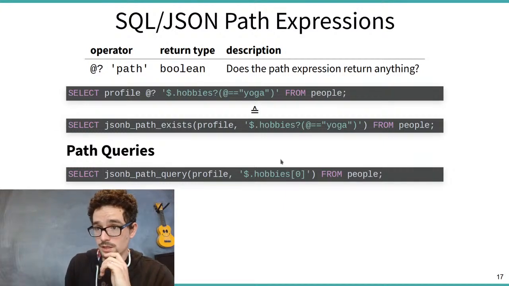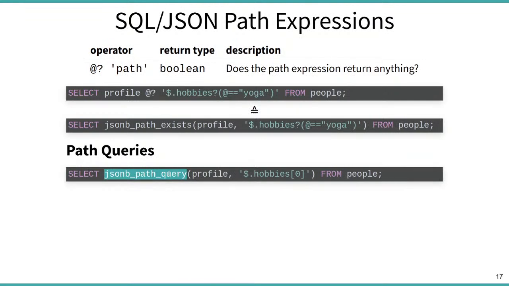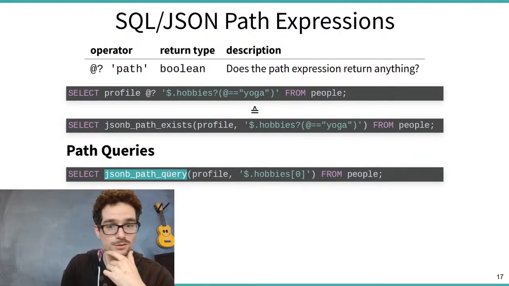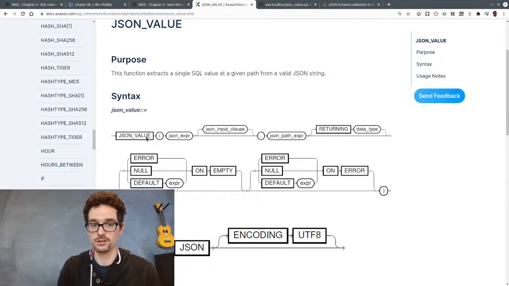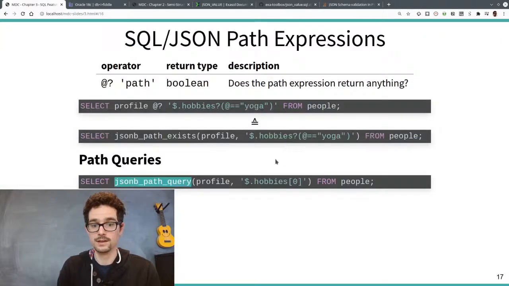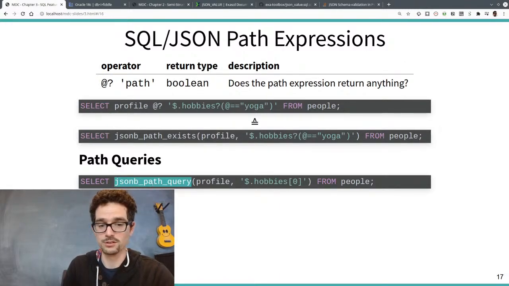We can not only use path queries to check whether it finds something or not. You can also use path queries like we saw in JSON value, the function. That was this function here. JSON value takes a JSON and a path expression and returns the result. And you can do this in PostgreSQL with JSONB path query. You provide JSON data and a query, and this query can now be complex.